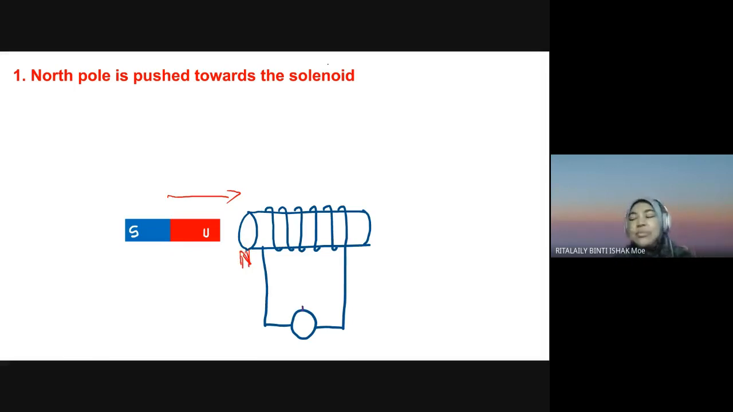Okay, to repulse, to oppose the change of magnetic field. So by using our right hand grip, the current is like this. Okay, the current is from left to right. So the galvanometer pointer always points towards the direction of the electron. So it should be to the left.